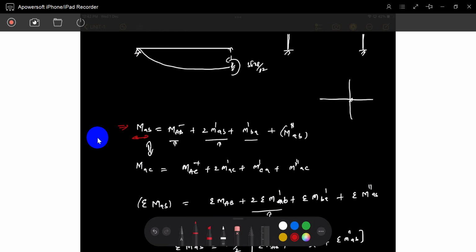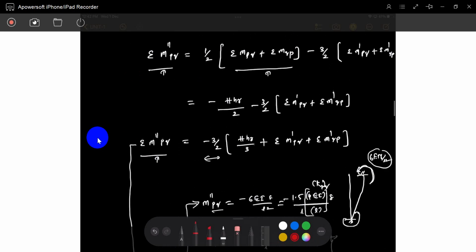MAB is the fixed end moment, plus the rotational contribution at its own end multiplied by 2, plus the rotational contribution from the far end, plus the translational moment generated at the joint. So that is the formula.